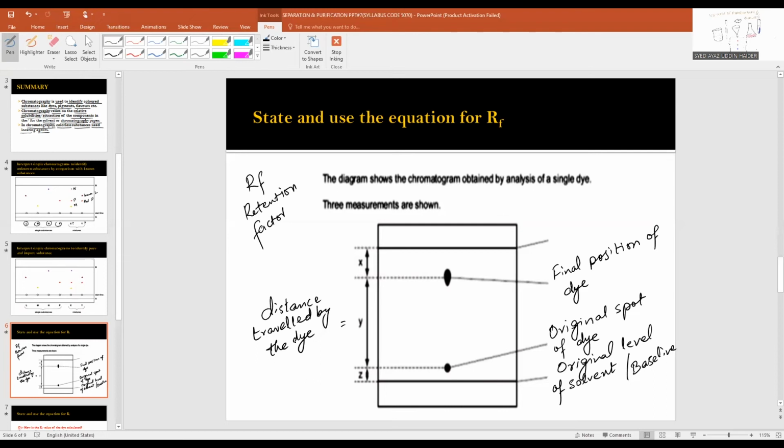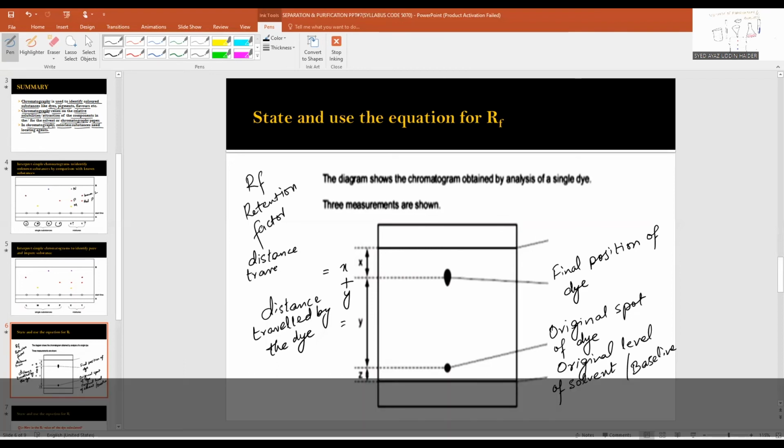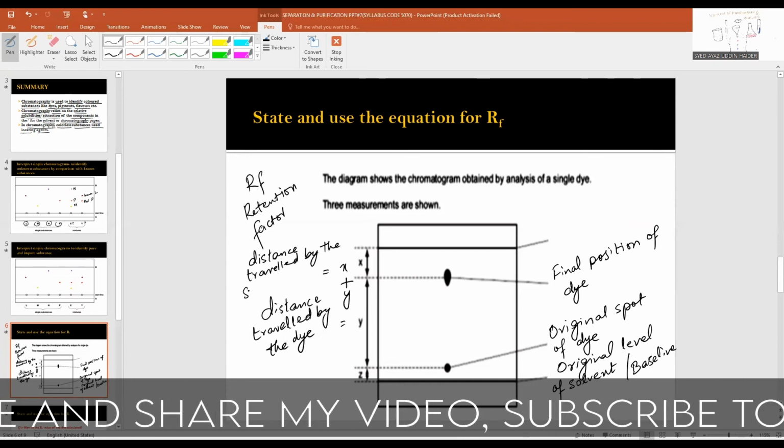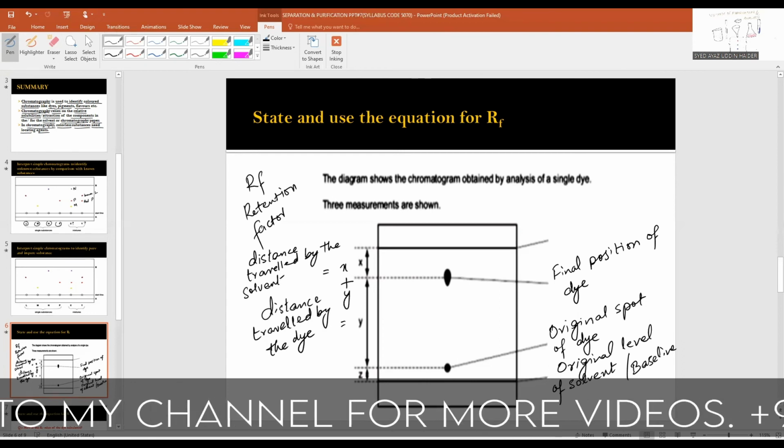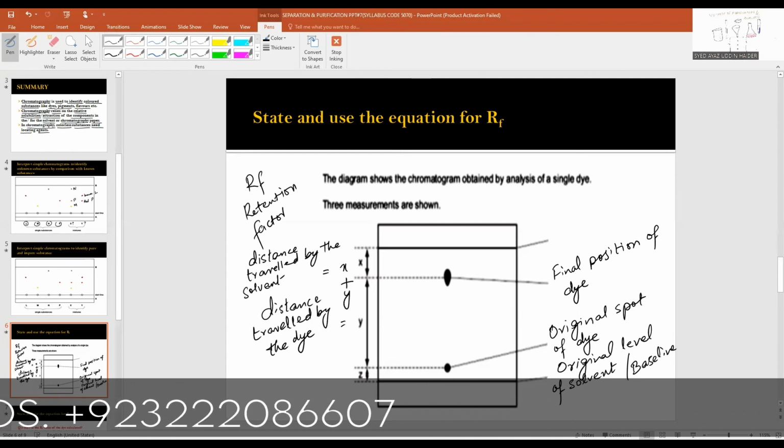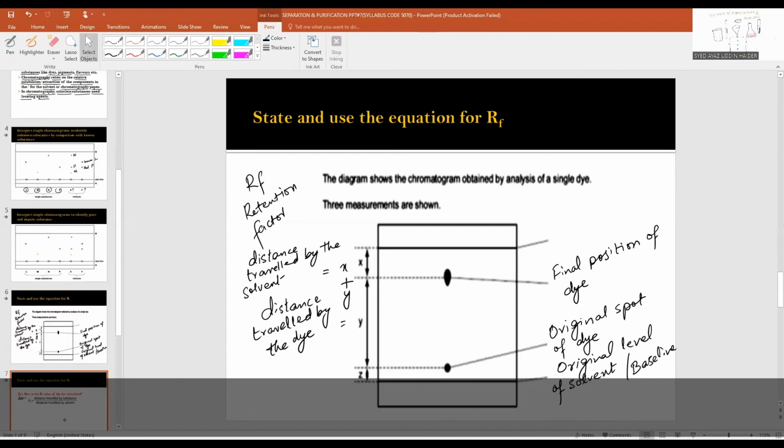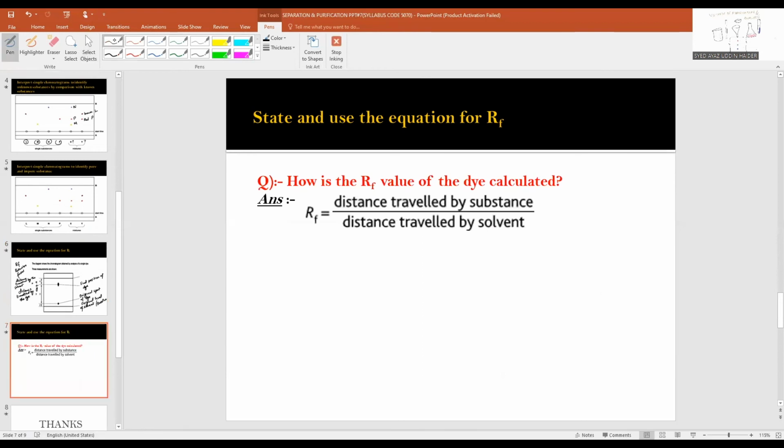X plus Y is the distance traveled by the solvent in the same time. How is the RF value of the dye calculated?